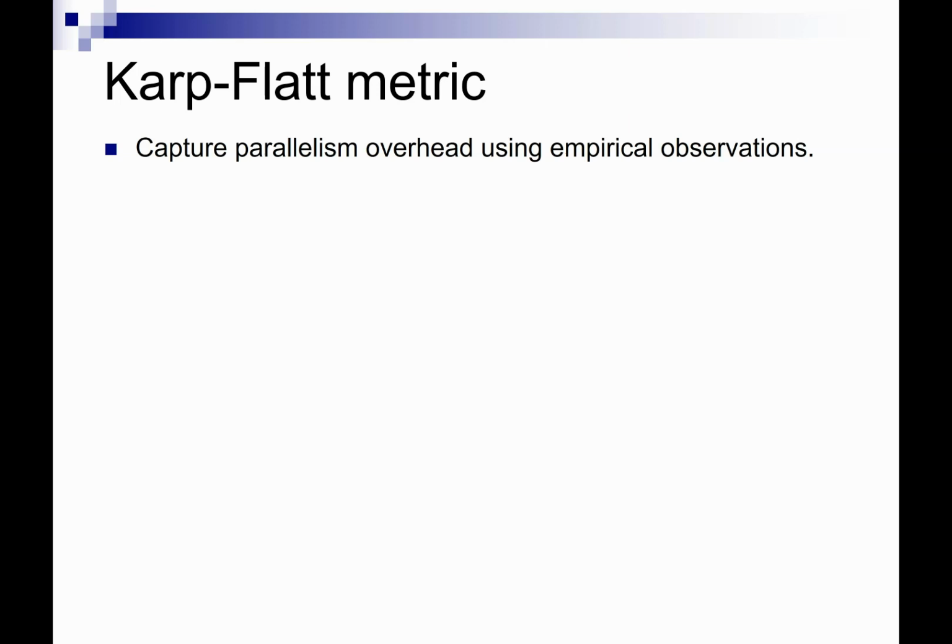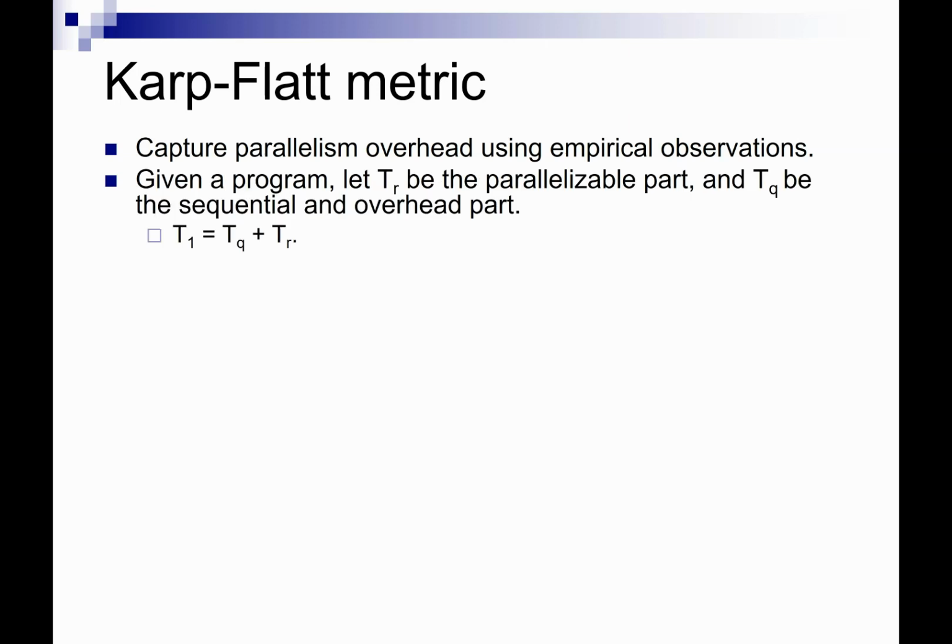This is intended to capture the overhead, and it does it using empirical observations about the running time of the algorithm. The way this works is that given a program, let T1 be the running time of the program using one processor. This T1 time includes two parts. It includes TR, which is the parallelizable part, and it includes TQ, which is both the sequential portion of the program plus the overhead that we need to pay for parallelizing.